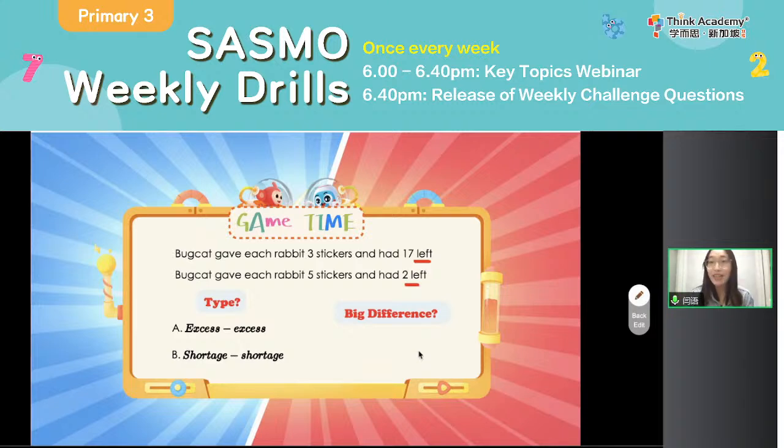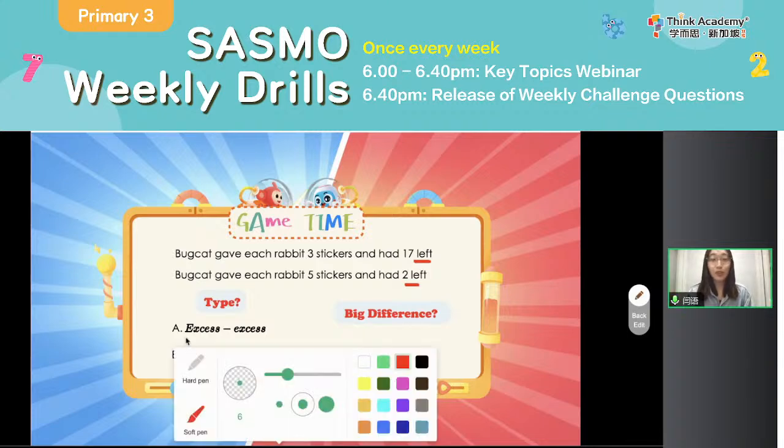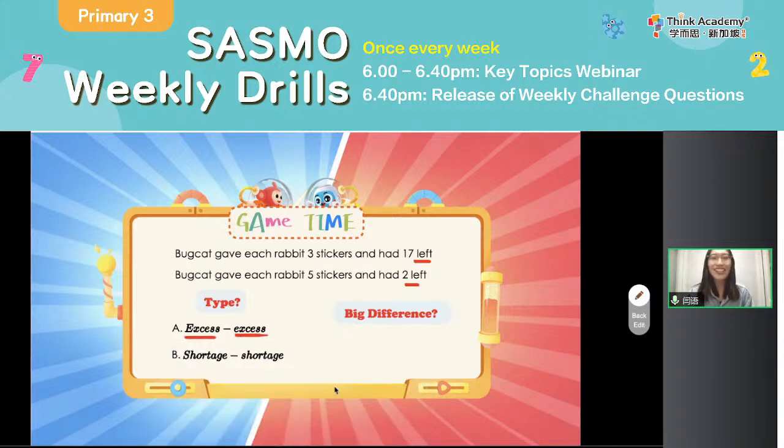Okay, now please tell me what is the big difference? You just compare 2 scenarios, so what is the big difference here? It should be easy for you. Yes, correct. So actually you see that the word is the same, right? Okay, so excess, what should we do? Yes, 17 minus 2, so you will get 15, correct, okay?